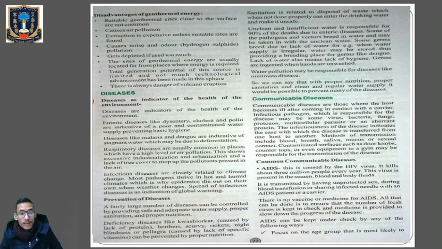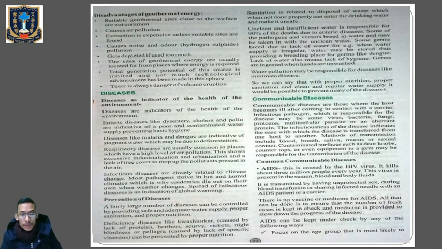For example, diseases like dysentery, cholera and polio give us the indication of a poor and contaminated water supply. That means the water is contaminated by germs, so obviously we'll suffer from dysentery, cholera and polio. If we suffer from diseases like malaria and dengue, it gives us the idea that there is stagnant water in our surroundings, which is mainly due to deforestation.